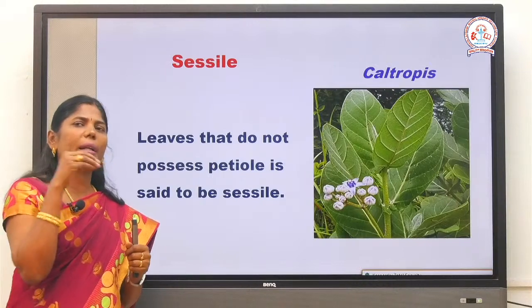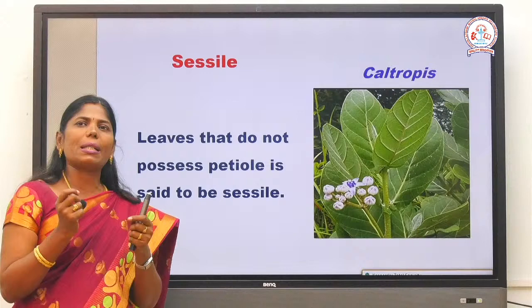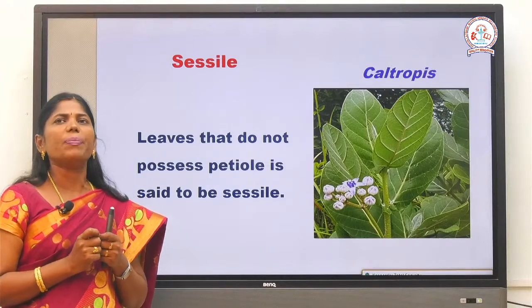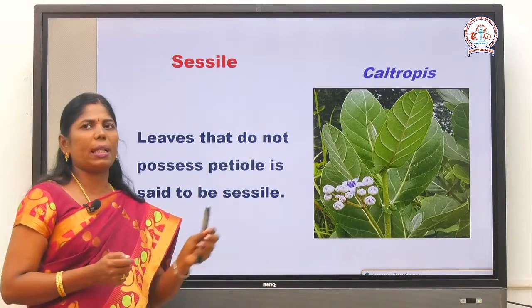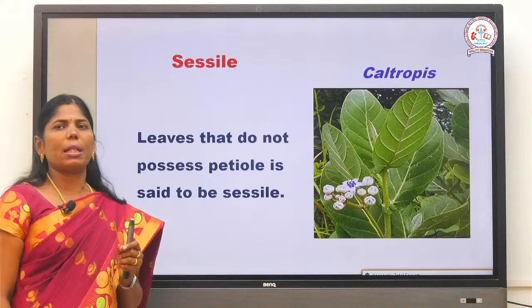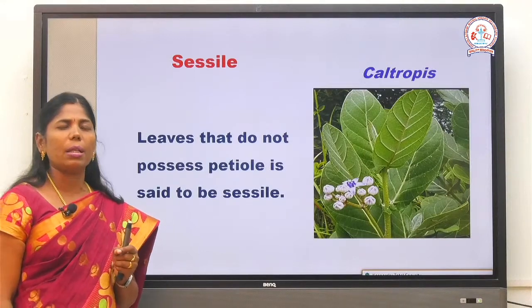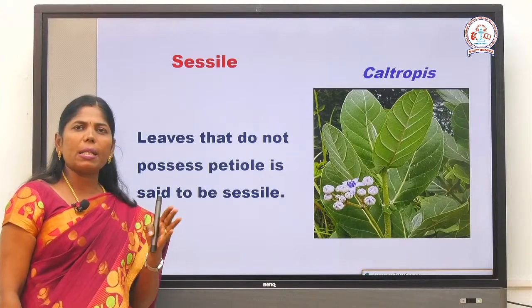Then how is it attached to the stem? It is directly attached to the stem. The lamina portion is directly attached to the stem. You can see it in the Calotropis. See how the Calotropis leaves attach to the stem. They attach without a petiole. That is considered sessile. So some of the leaves are called sessile, otherwise petiolate.